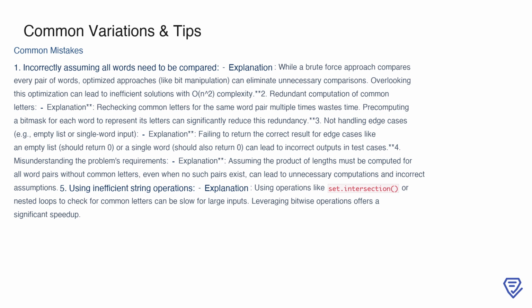Misunderstanding the requirements of the problem is also a pitfall. Some might assume that all word pairs must be considered, even when no valid pairs exist, which results in unnecessary computations. Finally, inefficient string operations, such as using set.intersection or nested loops, can slow down the solution for larger inputs. By leveraging bitwise operations, you can achieve a significant speedup and make your approach more efficient overall.